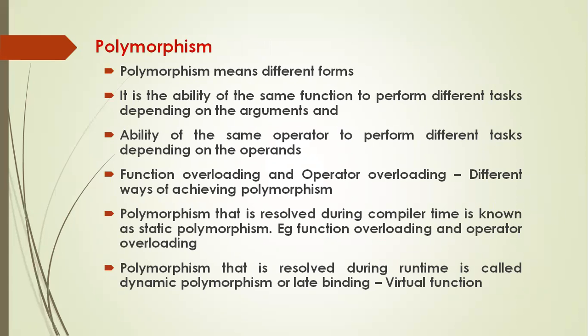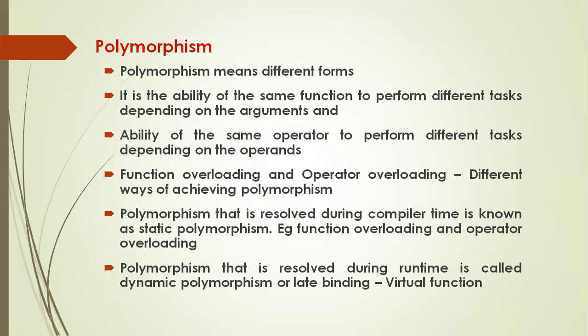As the name indicates, poly means many and morphism means forms or appearance. So in general, polymorphism means different forms. In our introductory lecture, we learned about the basic concept of object-oriented programming. Some of the basic concepts of object-oriented programming are objects, classes, encapsulation, inheritance, polymorphism, dynamic binding and message passing.